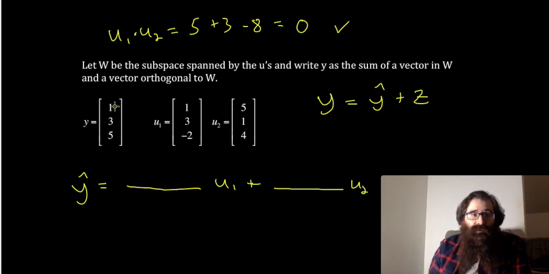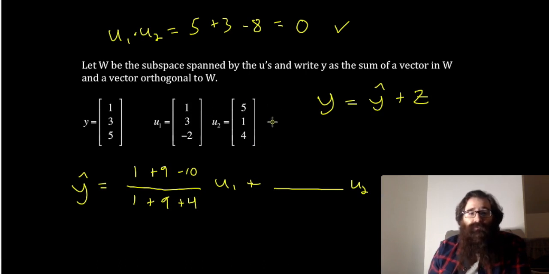You remember that formula on top right here is going to be y dotted with U sub 1. 1 times 1 is 1. 3 times 3 is 9. 5 times negative 2 is negative 10. Divided by U sub 1 dotted with itself. So 1 times 1 is 1, plus 3 times 3 is 9, plus negative 2 times negative 2 is 4.